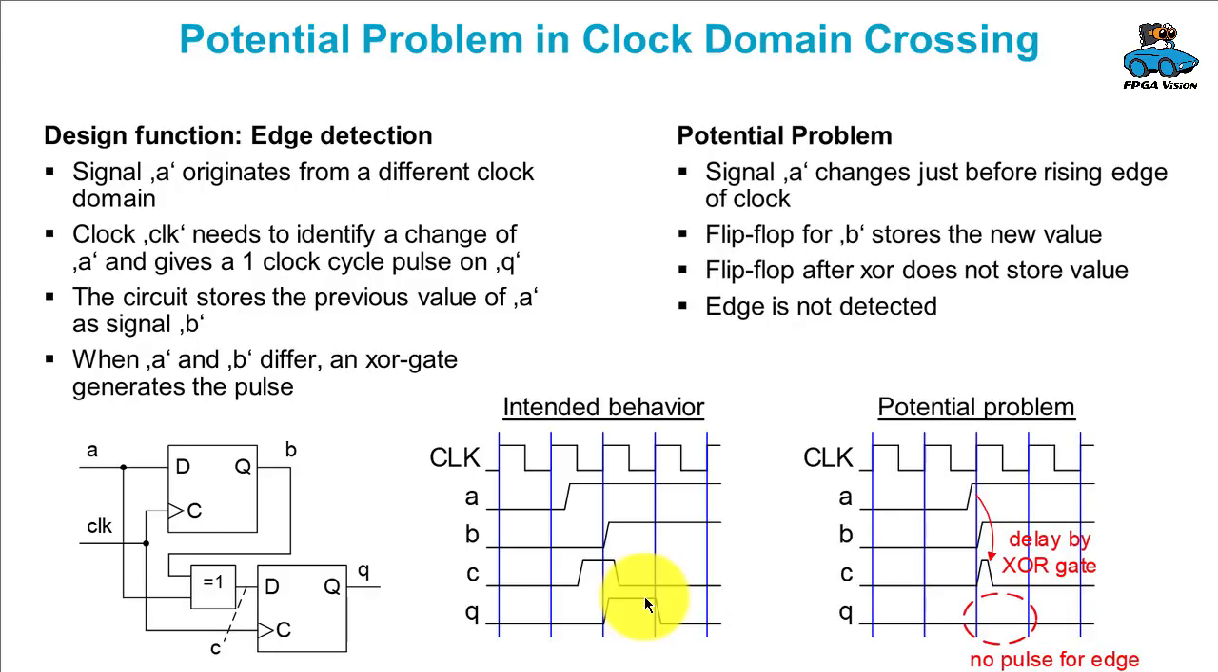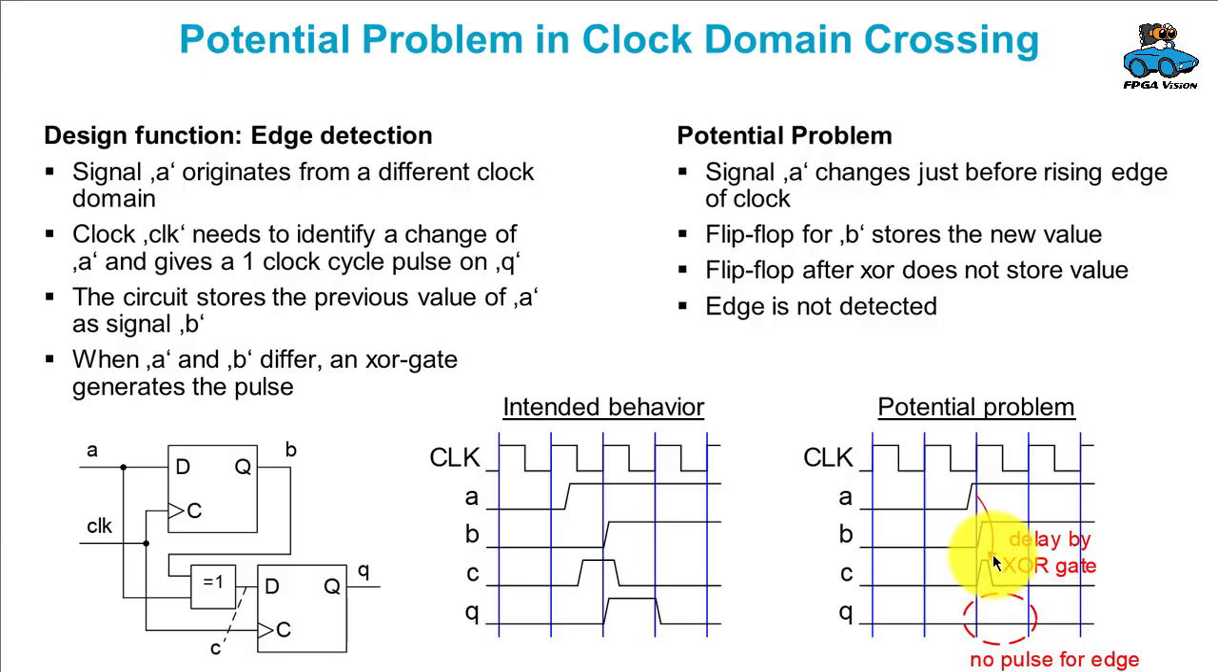However, we have a potential problem. And this potential problem can occur if the value A changes just before the rising edge of the clock. So the value A comes from a different clock. It might change at any time regarding the position of the rising edge. And here it changes just before the rising edge. And now what happens is the following thing. This is early enough to be detected by the flip-flop of B. So it is stored in the flip-flop for B.